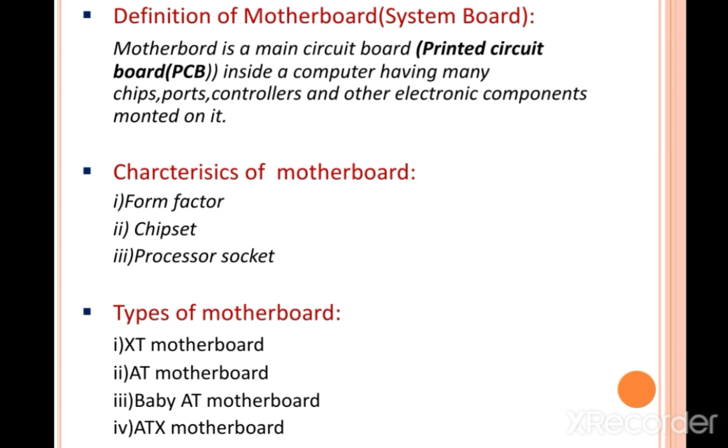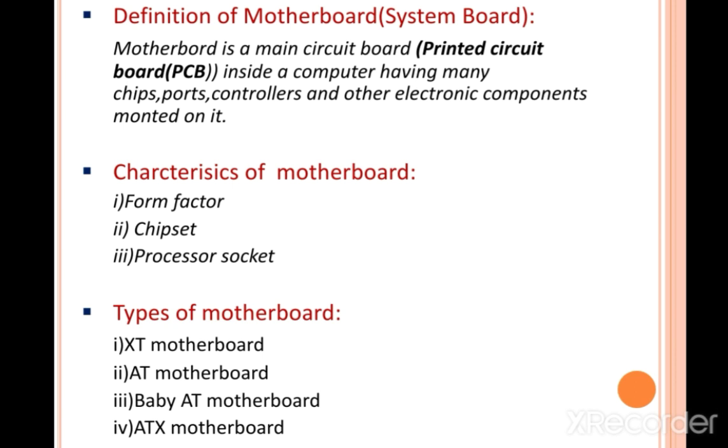And in the previous session we learned about the definition of motherboard. This is the important concept. Let's see what is motherboard. I repeat, motherboard is a main circuit board, that is PCB, printed circuit board, inside a computer having many chips, ports, controllers and other electronic components mounted on it. And the characteristics of motherboard were already studied in the last class. These are the characteristics: form factor, chipset and processor socket.